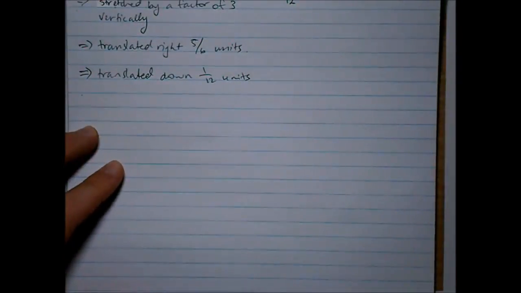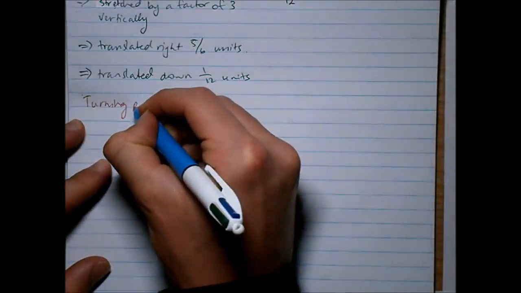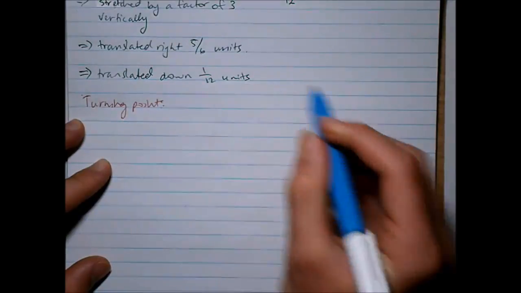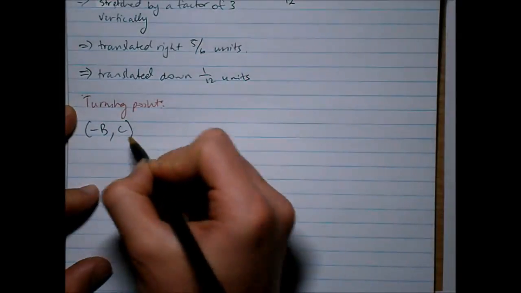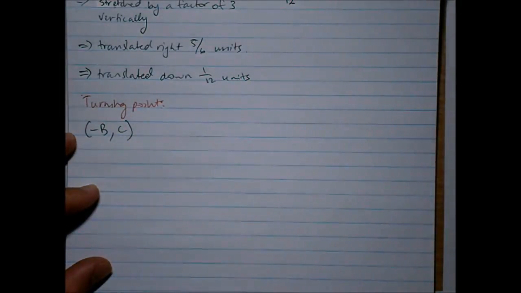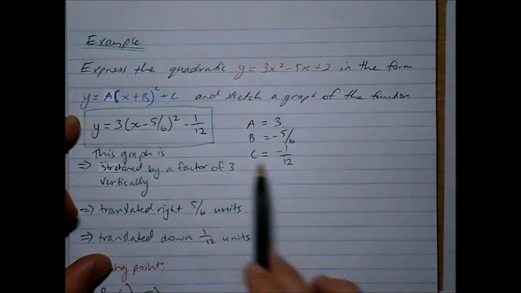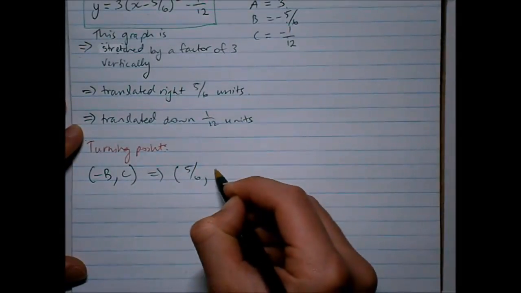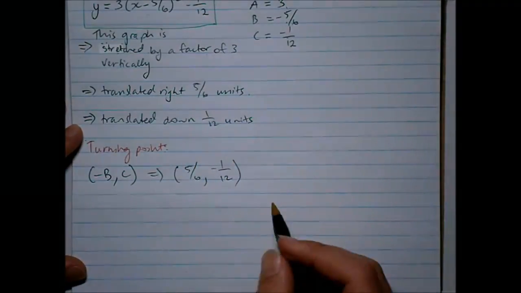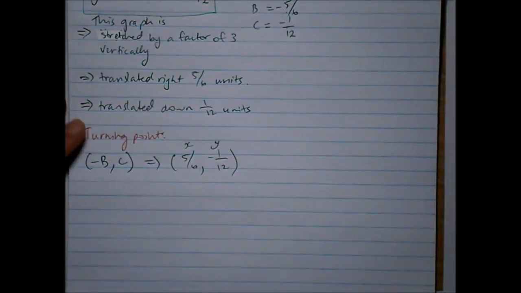Now remember I showed you before that our turning point is super easy to get from this form. We look up here and we say our turning point is at negative b, c. So for this quadratic in this form, it's going to be 5 on 6, and then negative 1 on 12 is our c value. So that is the x and y coordinate of our turning point. All right, super easy.